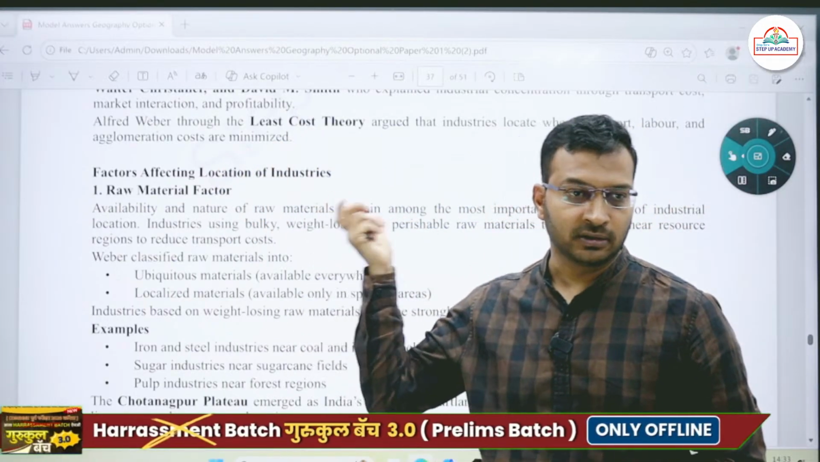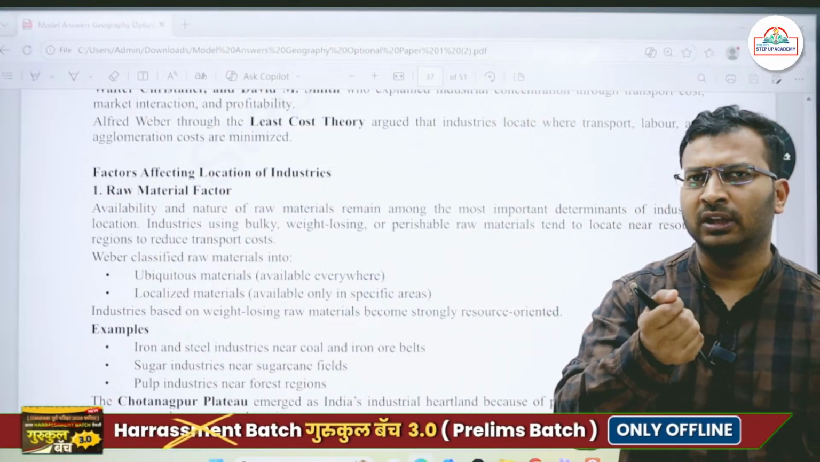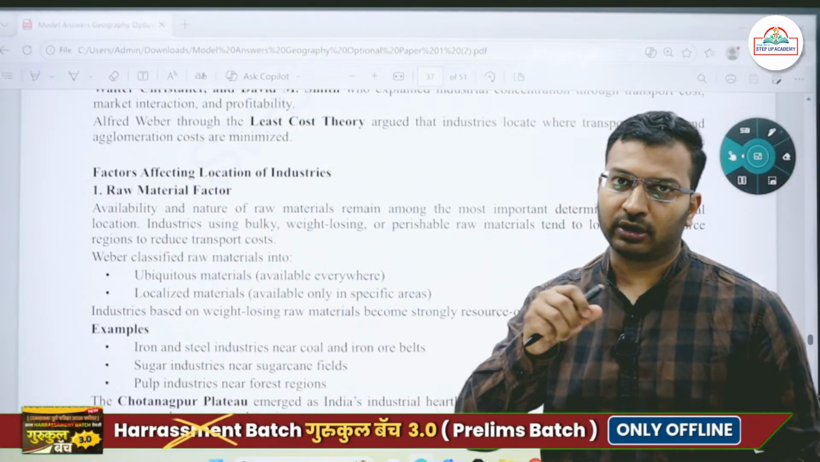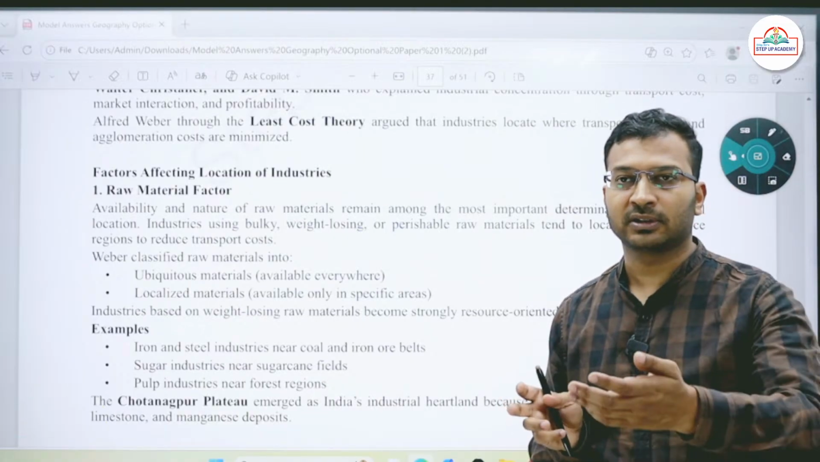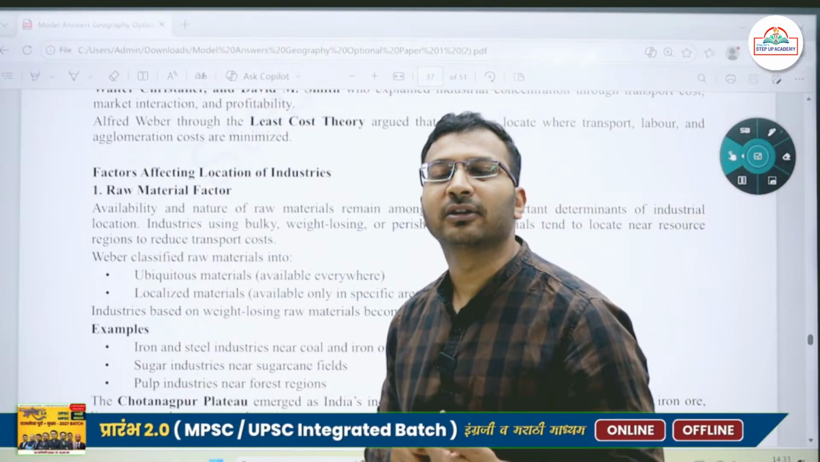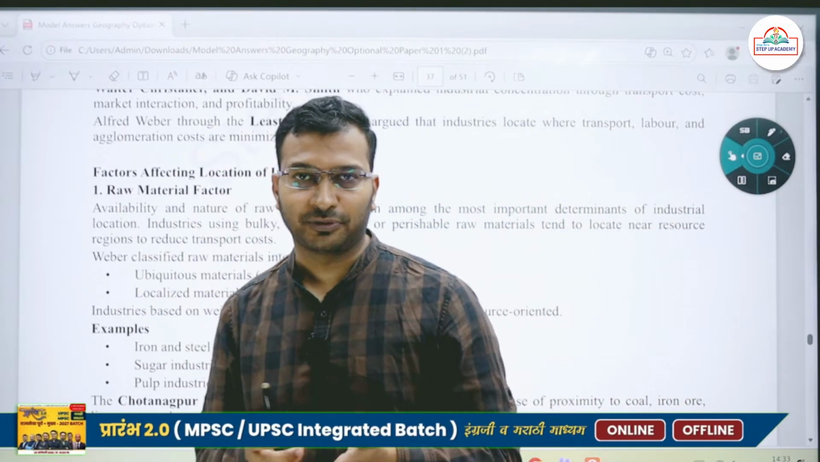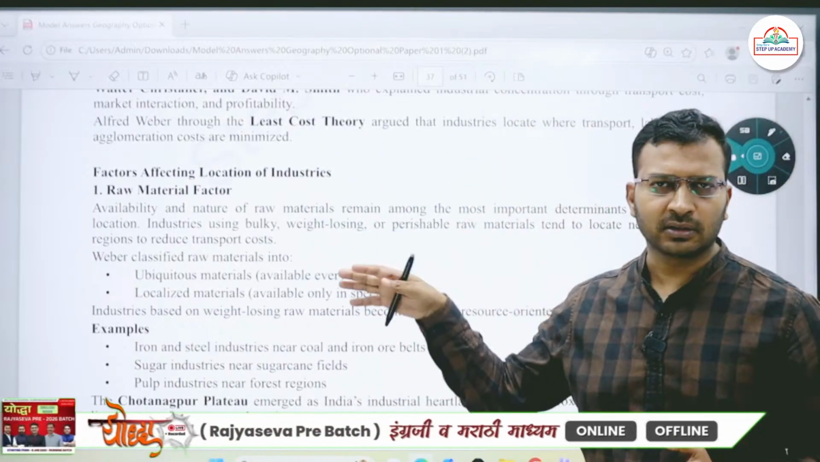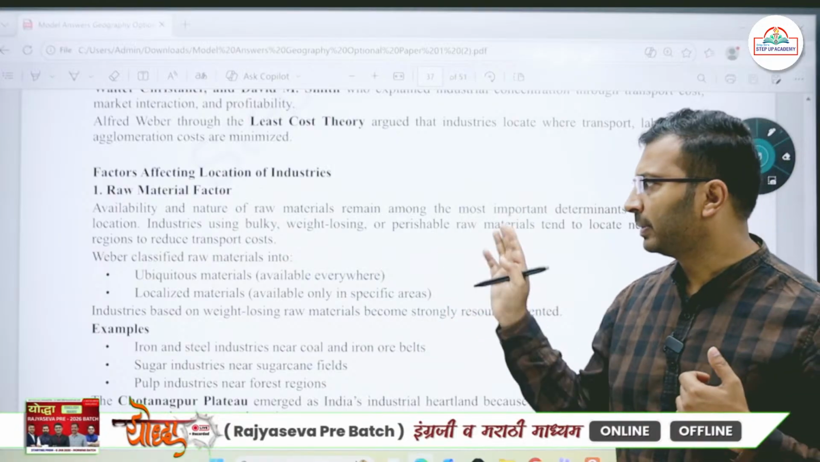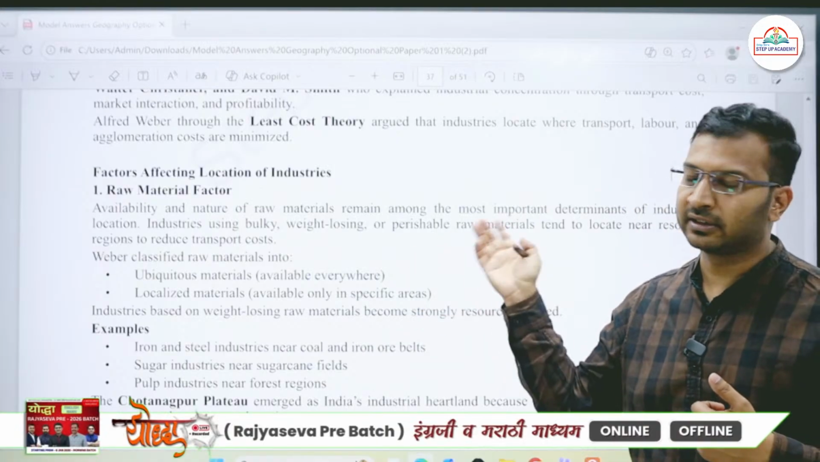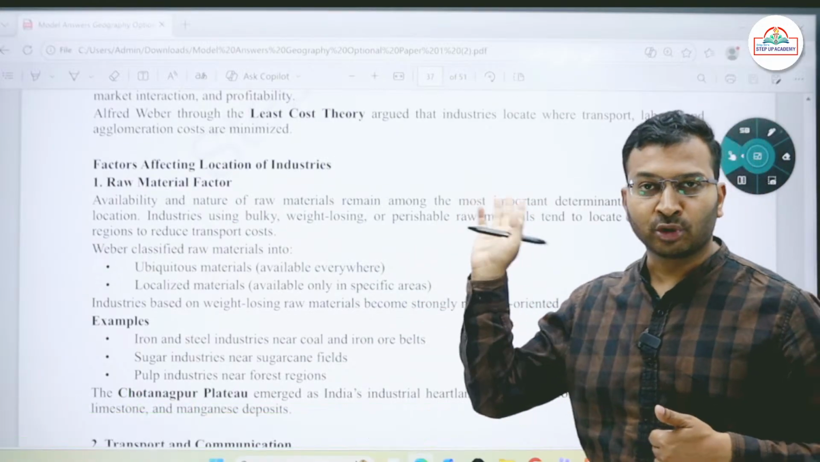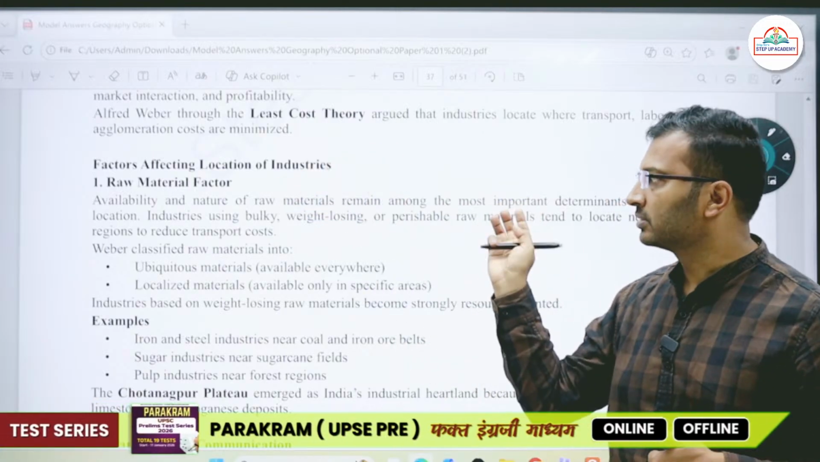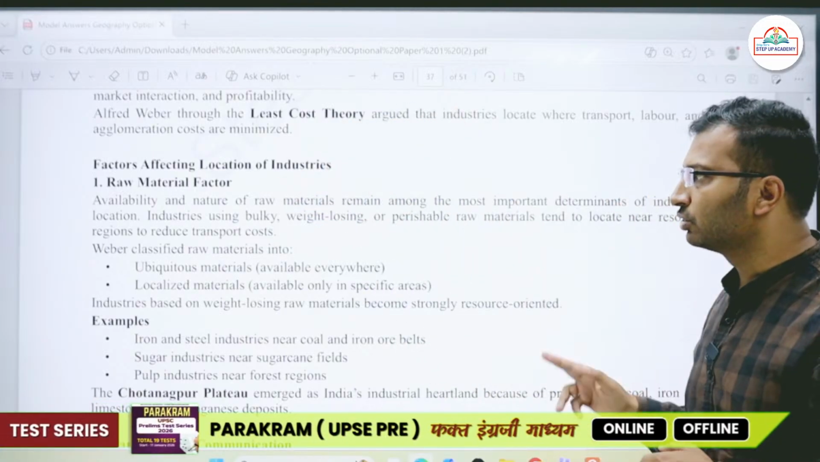Perishable, for example, if I'm talking about the food processing industry. Most of the food that is processed, for example, potato chips. No doubt potatoes last for a good amount of time, but some other perishable food items get easily degraded. The processing of such perishable food items will be located near the source region.